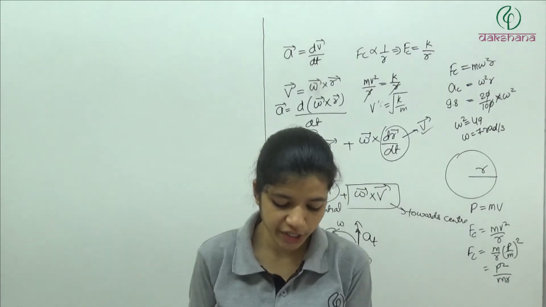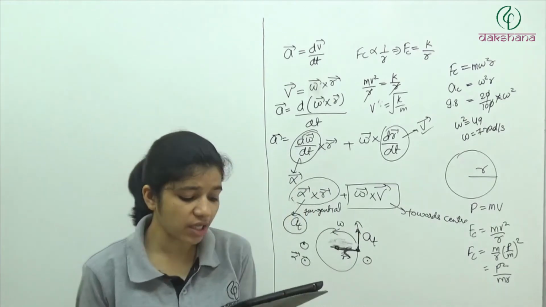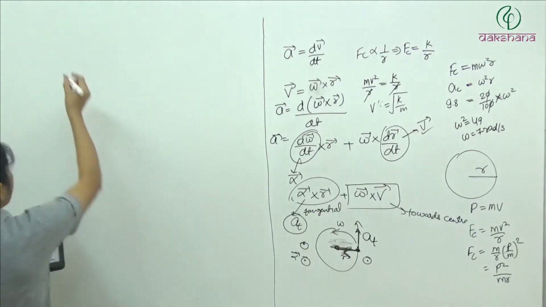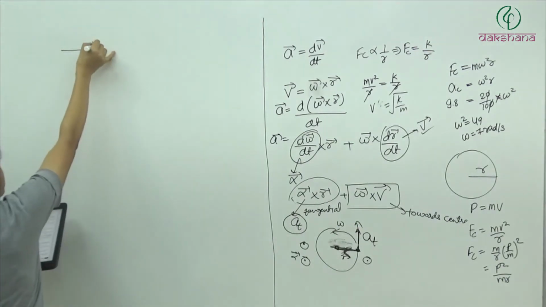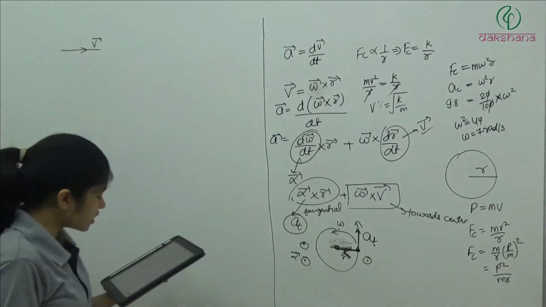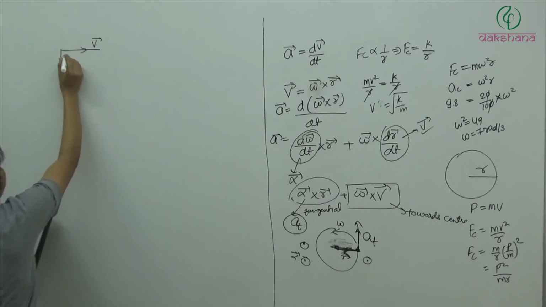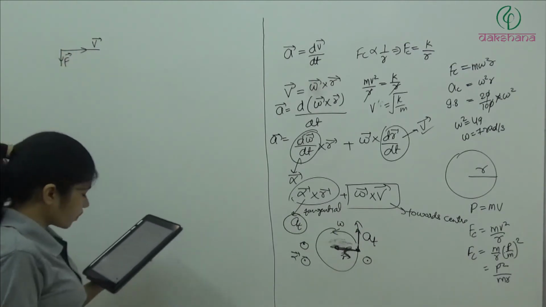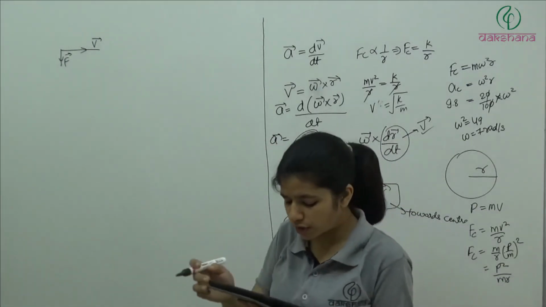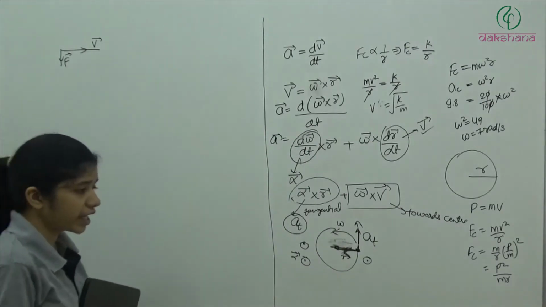Now let's see section D. It has questions on radius of curvature. Question number D1: a particle of mass m is moving with constant velocity v on a smooth horizontal surface. A constant force F starts acting on the particle perpendicular to its velocity. The radius of curvature after force F starts acting is? So what I had told, when you want to find out the radius of curvature.